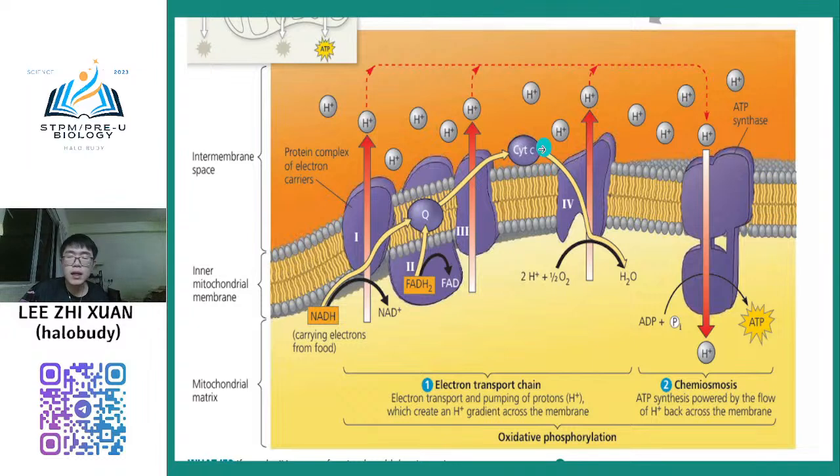And then the electron for the electron transport chain will be passed through until complex 4. At the end, the electron will be accepted by the oxygen, so that it will form water molecule. So oxygen molecule is our final electron acceptor in aerobic respiration. Why is oxygen molecule very important to us?